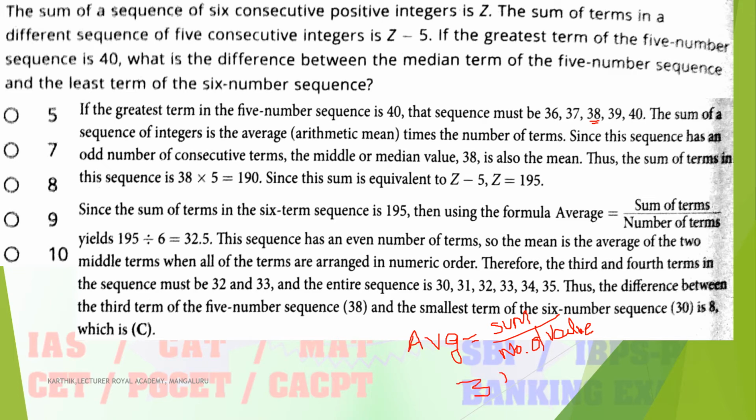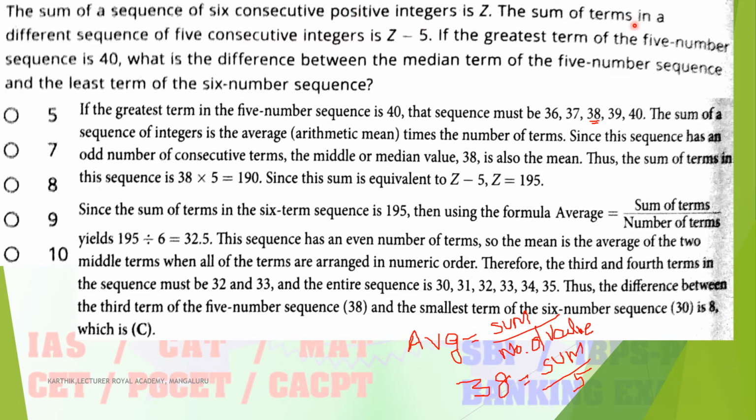38 is equal to the sum of the values, which we don't know, divided by the number of values, which is how much? 5. So 38 into 5 you will get the sum of the values. Sum of the values is how much? 190. 190 is the sum of the values. Next, that is the 6 sequence.